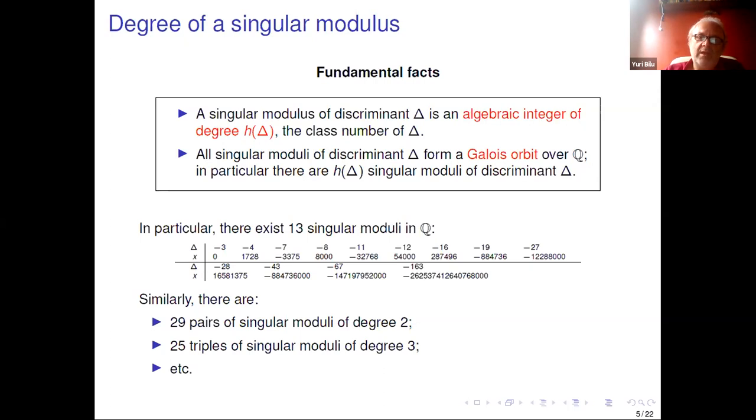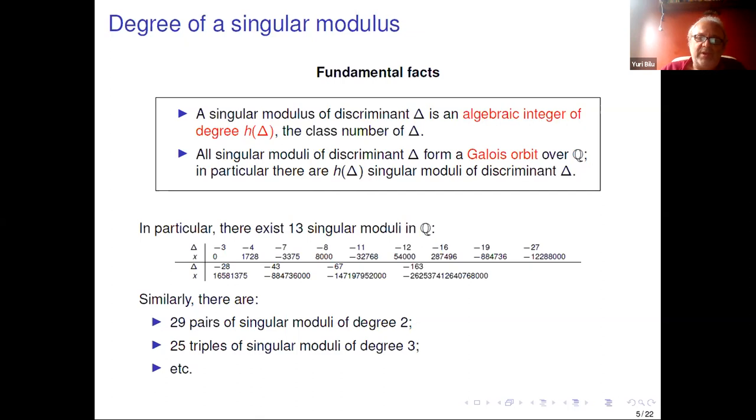And now, what we know about all singular moduli of a given discriminant, it's crucial that they're all conjugate over Q and actually form a full Galois orbit over Q. In particular, since they are of degree equal to the class number, there are exactly h of delta singular moduli of a given discriminant.